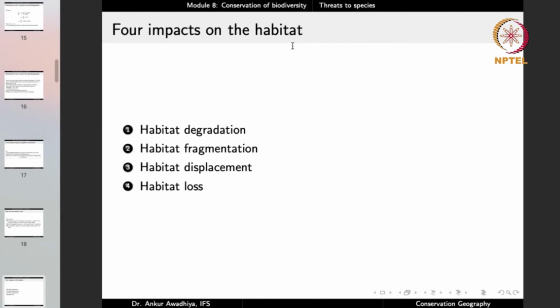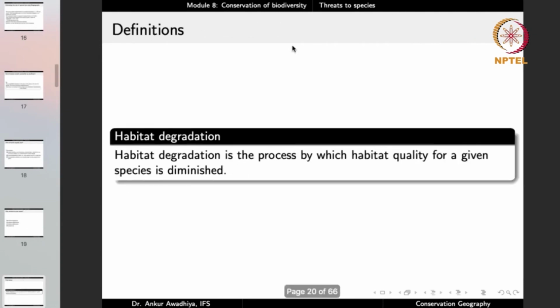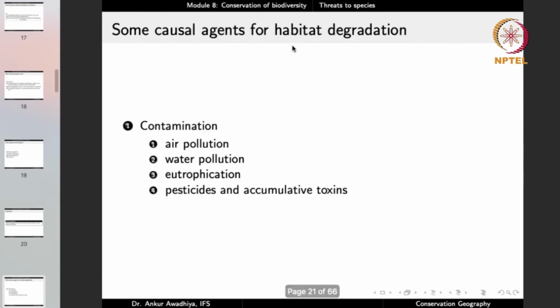So what are these impacts on the habitat? We have habitat degradation, habitat fragmentation, habitat displacement, and habitat loss. So let us now look at all of these. Habitat degradation is defined as the process by which the habitat quality for a given species is diminished. And this quality is diminished because of several reasons. The quality may go down because of contamination. So here we are talking about pollution.